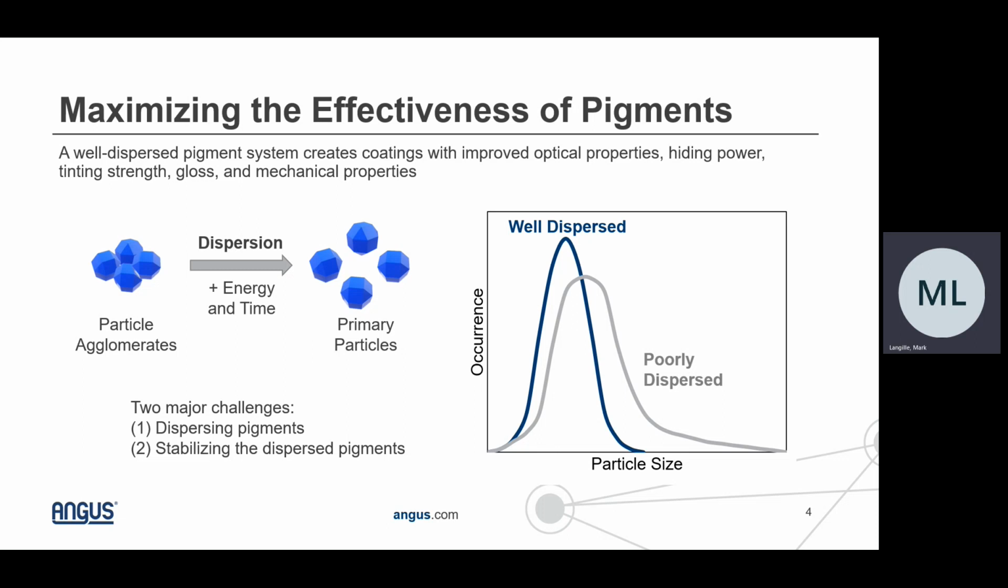But there are challenges in getting from that gray line to that blue line. And the first is simply dispersing pigments and breaking up the agglomerates. But then the second critical piece is that you need to properly stabilize those pigments so that they don't revert back to their original agglomerated state.